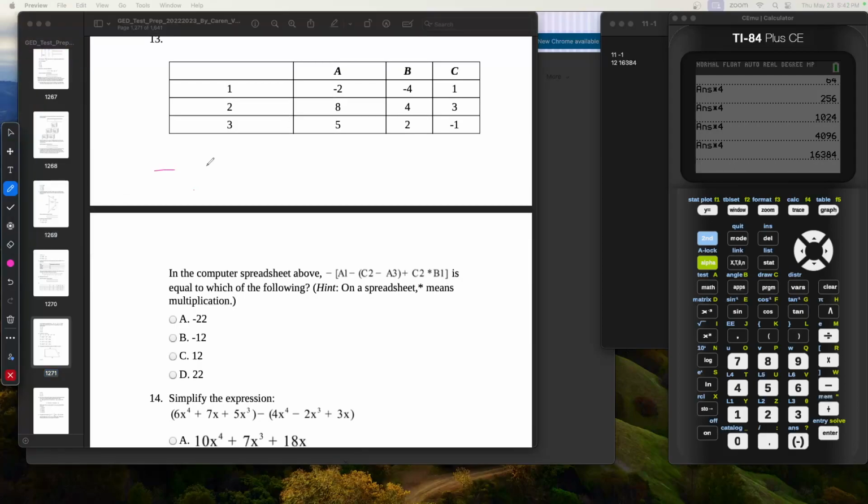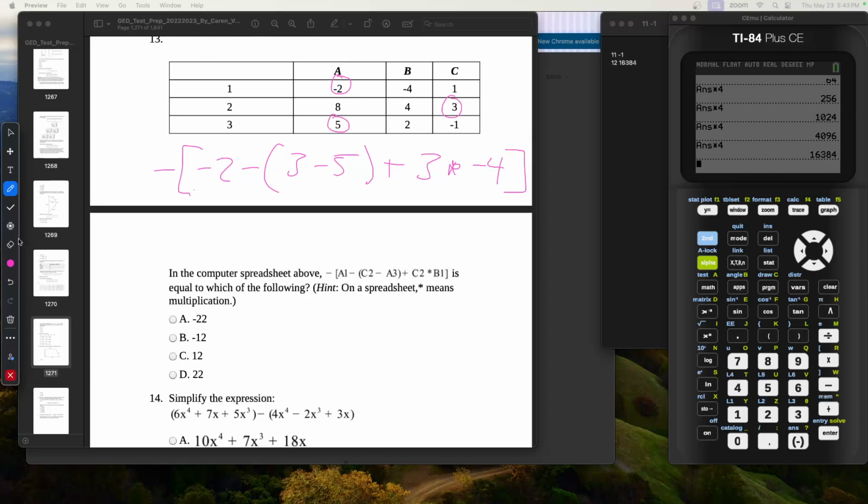So we have negative bracket A1. A1's negative 2. Minus parentheses C2. C2 is 3, right? We have C2. Minus A3. A3 is over here, right? Column A, row 3. Minus 5. Plus C2 again. That's 3 times B1. That's negative 4.